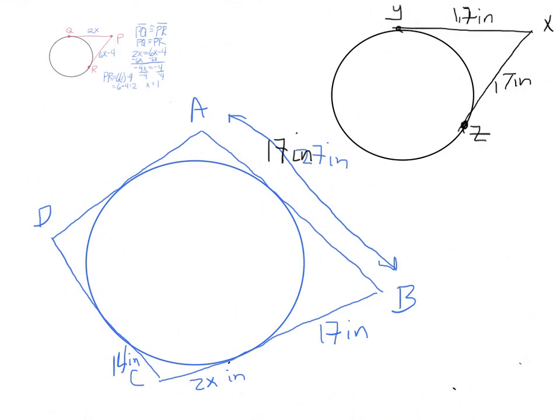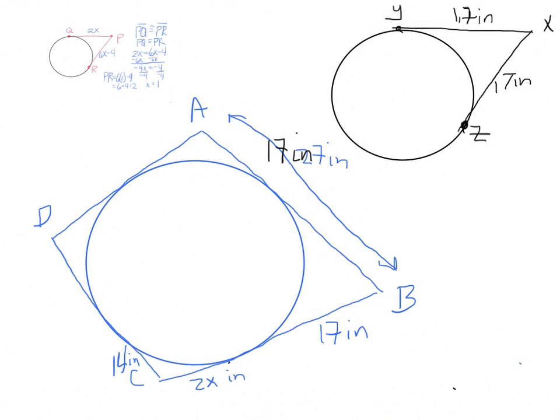So for our final example problem, here's the 17 inches, just like I had up here in this diagram. Now notice from point B I've drawn two tangents there and to there. So if this piece is 17 inches, then what should this piece be? It should also be, that's right, 17 inches, just like it was up here.